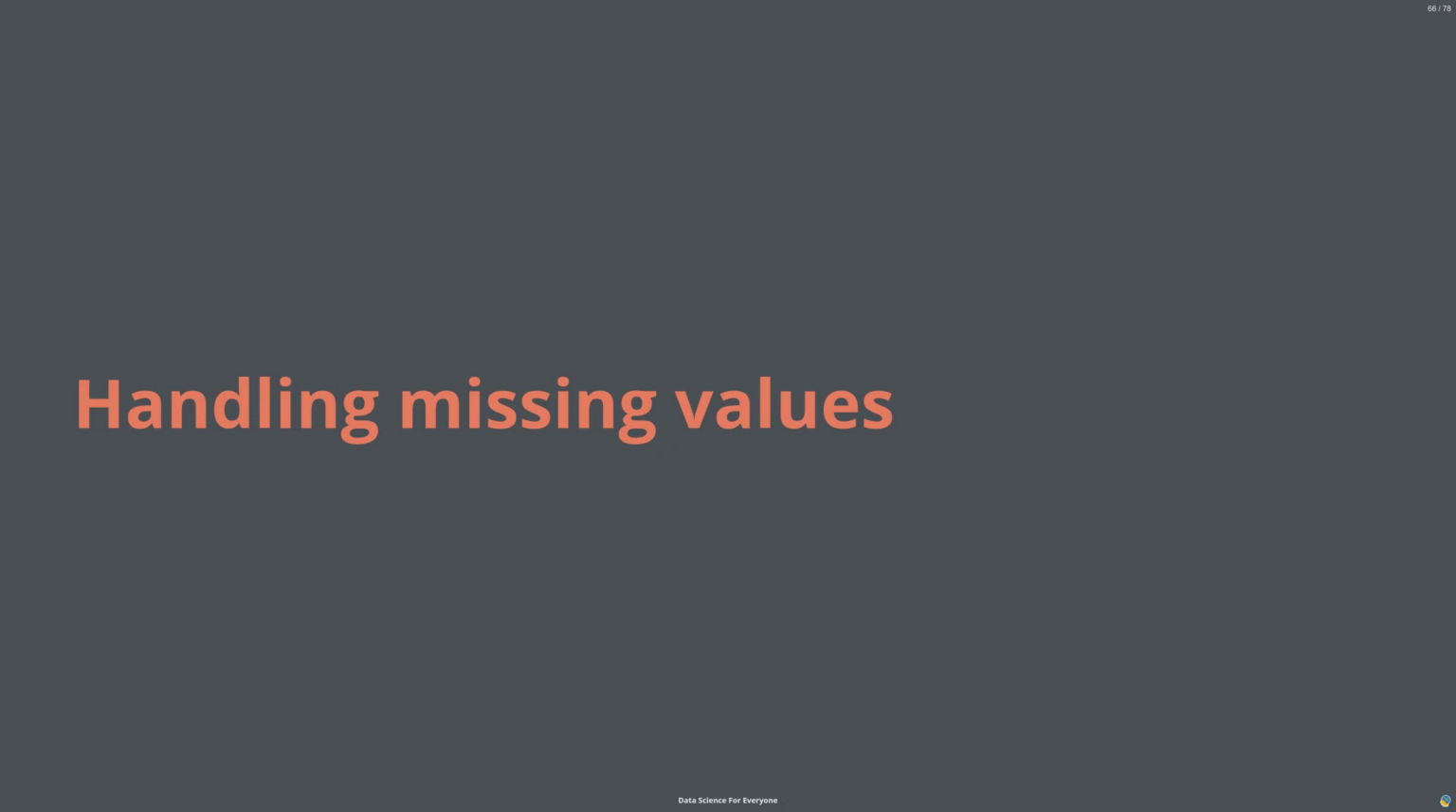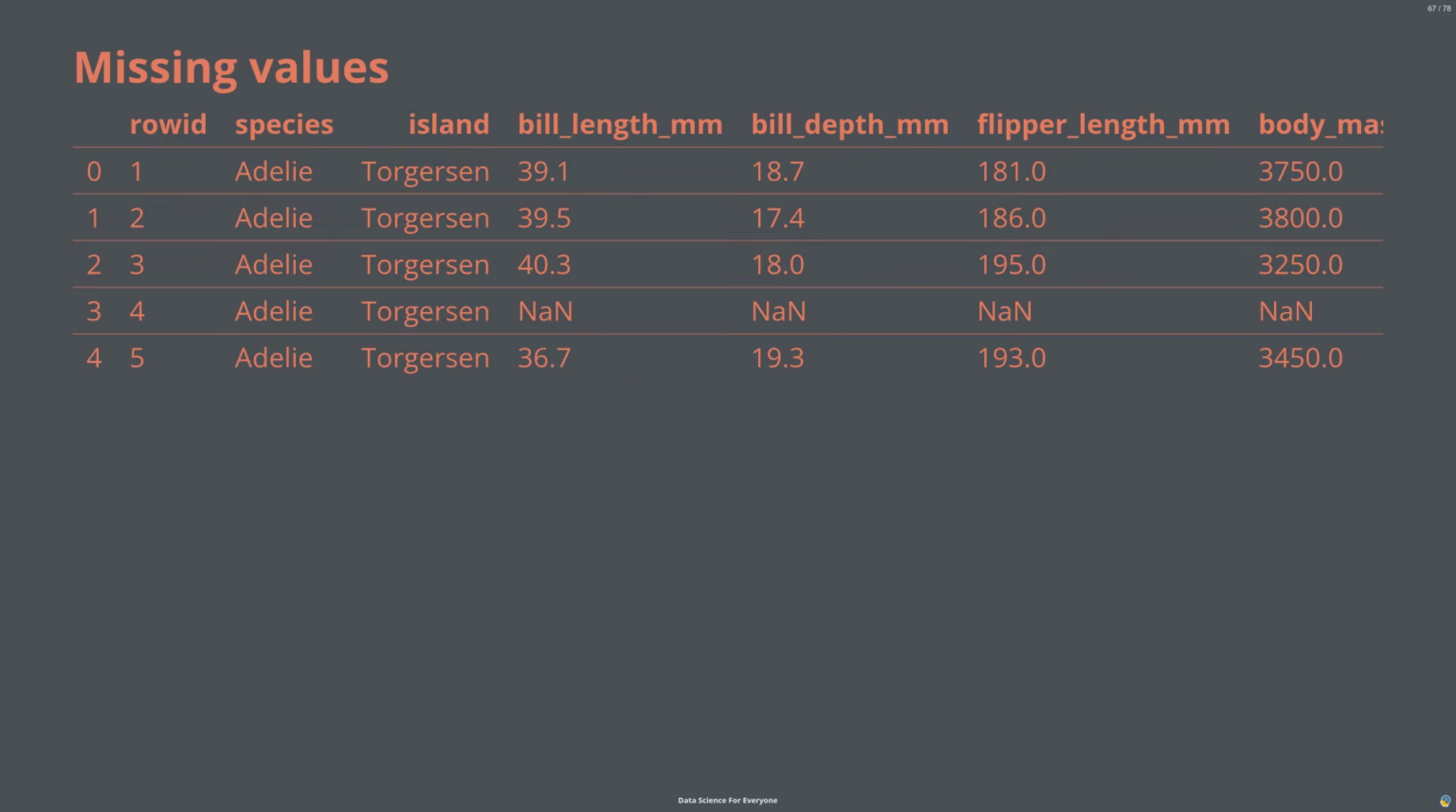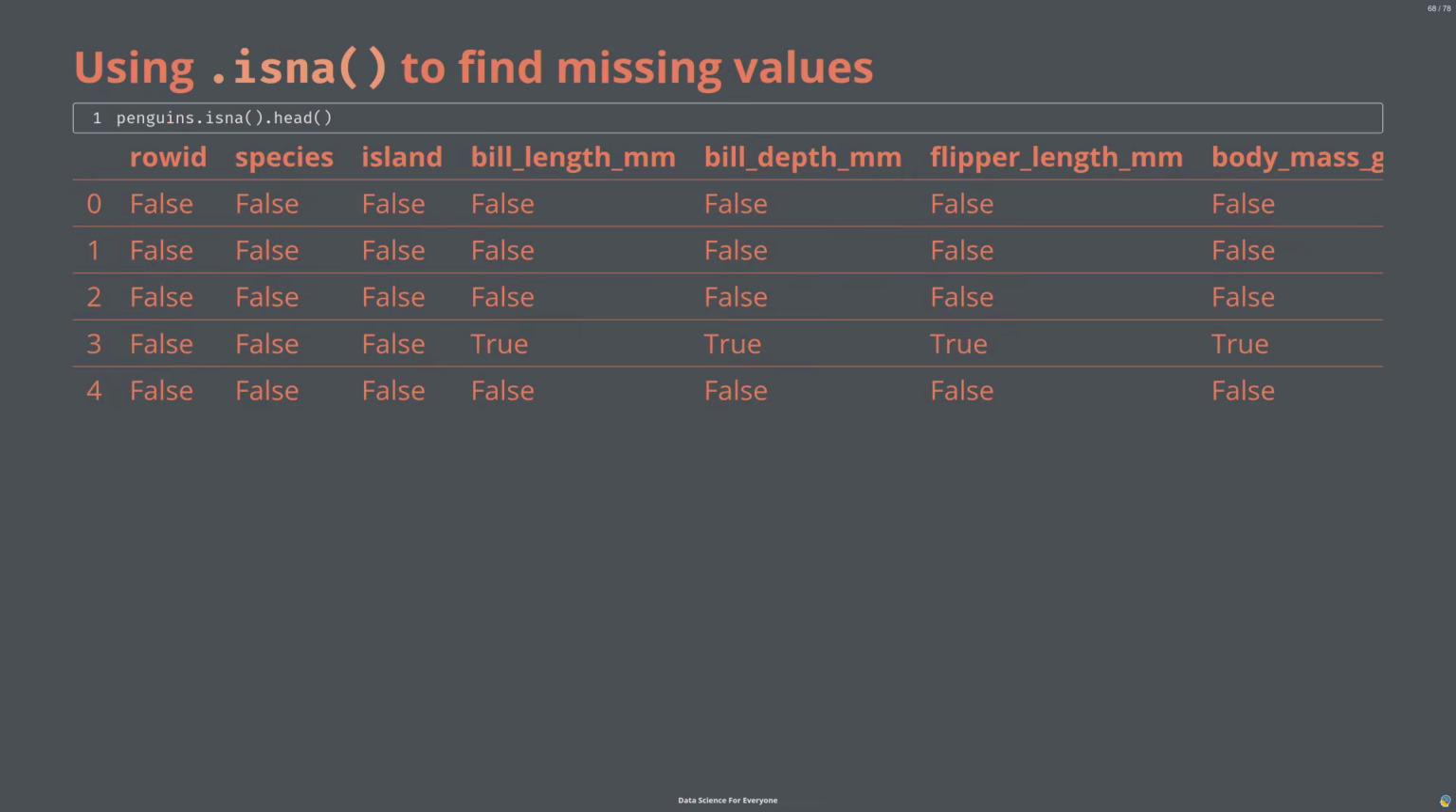Sometimes the data frame might have missing values, and it's important to know how to deal with them. Real-world data is rarely perfect. Let's see how to deal with missing values next. In Pandas, missing values are shown as NaN, which stands for not a number. When you first load a data frame, it's a good idea to check if there are any missing values and how many. That's where the isna method comes in. It returns a Boolean value for each cell, showing whether it's missing or not.